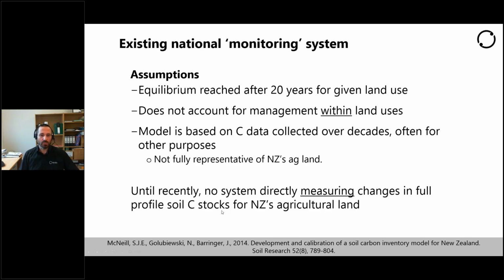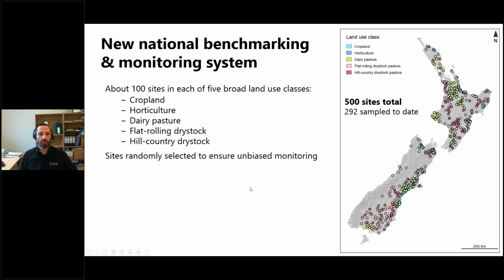And until recently, there was no system directly measuring changes in full profile soil carbon stocks for agricultural land in New Zealand. But that has changed recently because we've now got a new benchmarking and monitoring system for agricultural land, and this is funded by the New Zealand Agricultural Greenhouse Gas Research Centre. And in this project, we've got about 100 sites in each of the 5 broad land use categories shown here, to give a total of 500 sites across New Zealand.